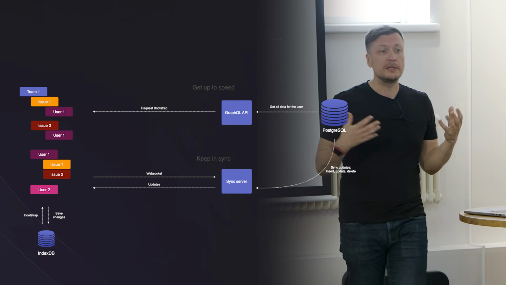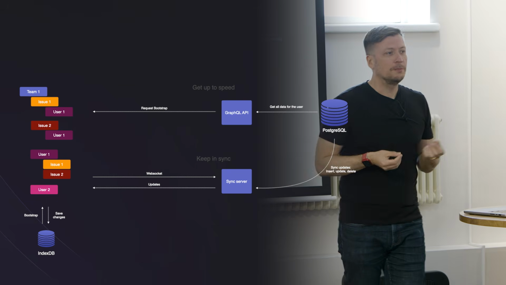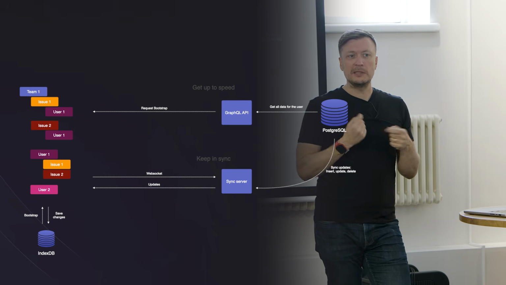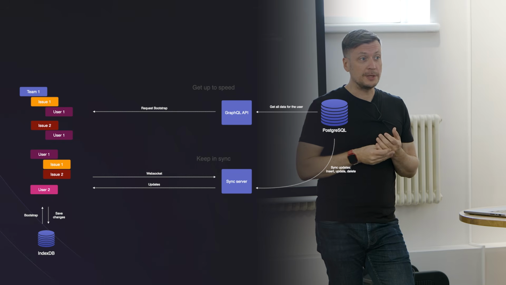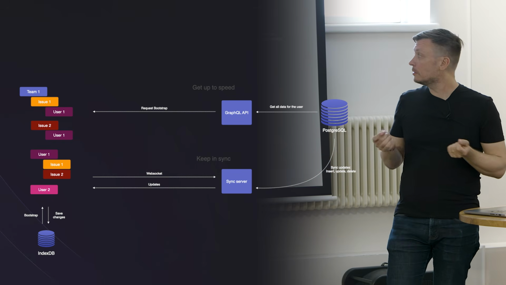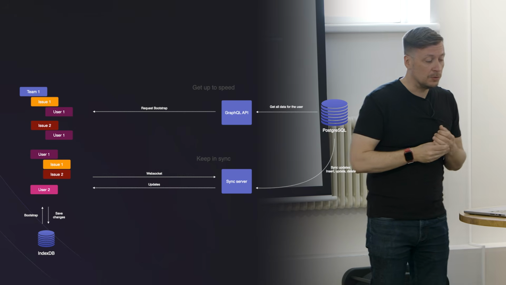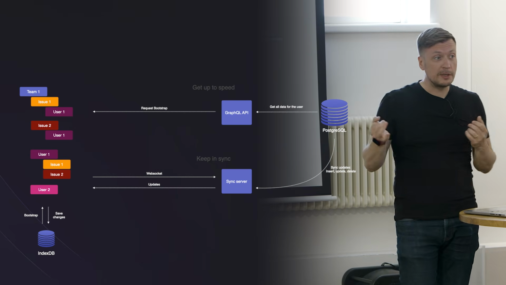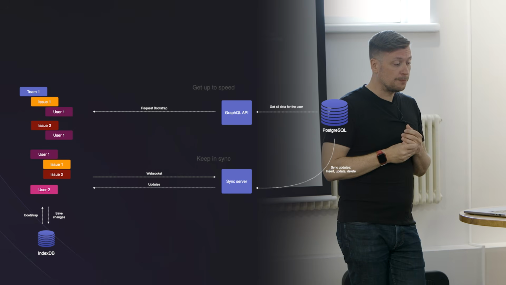Once you have loaded all that data, you don't want to load up all the data every single time. Again, you want to get delta updates of all the changes that happen in your workspace. So what you then do is, as a client, we make a WebSocket connection to a sync server, and then the sync server starts getting updates to the user.